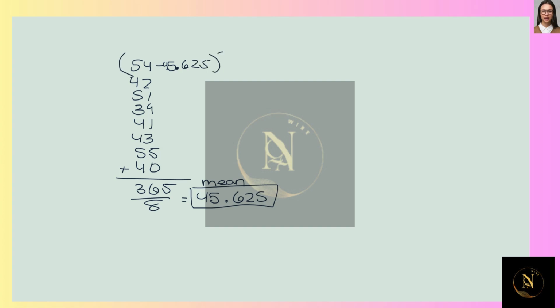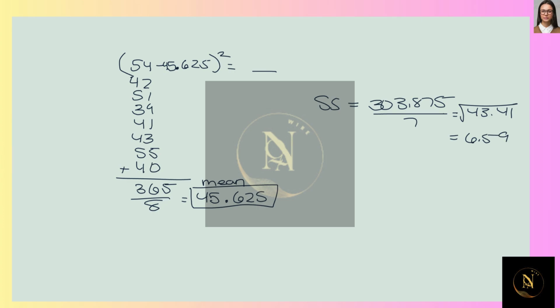I'm going to square them, and then add all of them together, and I'm going to get the sum of the squares, and that is 303.875. And I'm going to then divide that by 7, and I'm going to get 43.41. I'm going to find the square root of that, and that is 6.59, and that is the standard deviation.